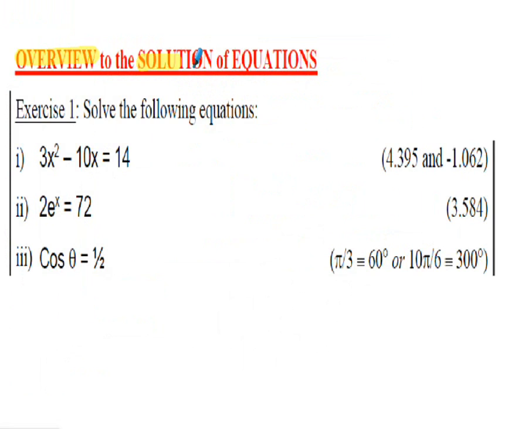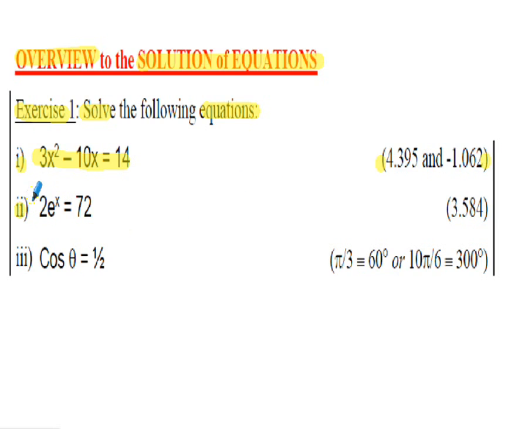An overview of the solution of equations. In exercise 1, we're asked to solve the following three equations. In part 1, we're given a quadratic equation, 3x squared minus 10x is equal to 14. To solve this, we simply rearrange the equation to have all the terms on one side, and then we use the quadratic formula to find the two values of x given here on the right hand side.